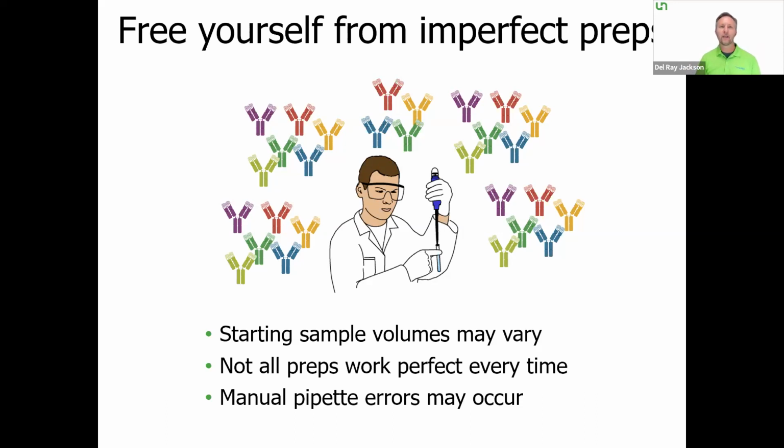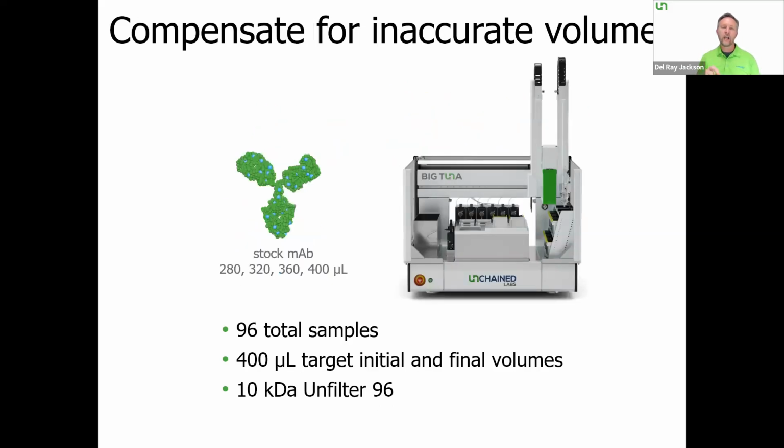That doesn't always happen. Or of course, even though we've all had lots of practice at pipetting samples, when you're going 96 all at once, pipette errors could occur. And so you might have a variation in your initial starting volume. To show off a new feature that can address this situation, we intentionally vary the initial volume of a stock monoclonal antibody, setting up this run of 96 samples.